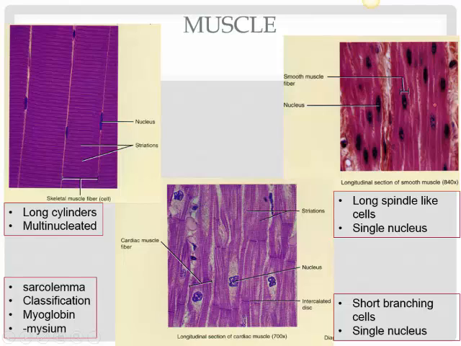So here let's look at the structure of muscle. So when we look at a whole muscle, I've already talked of sarcolemma, the classification, myoglobin. There's another thing that I want you to know, which is called mysium, and you'll see this in your notes. So just to show you what I mean by mysium.